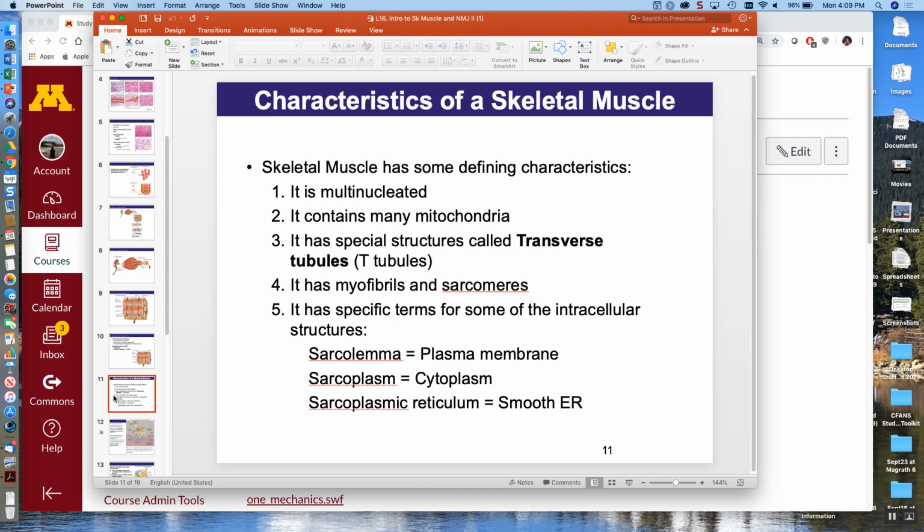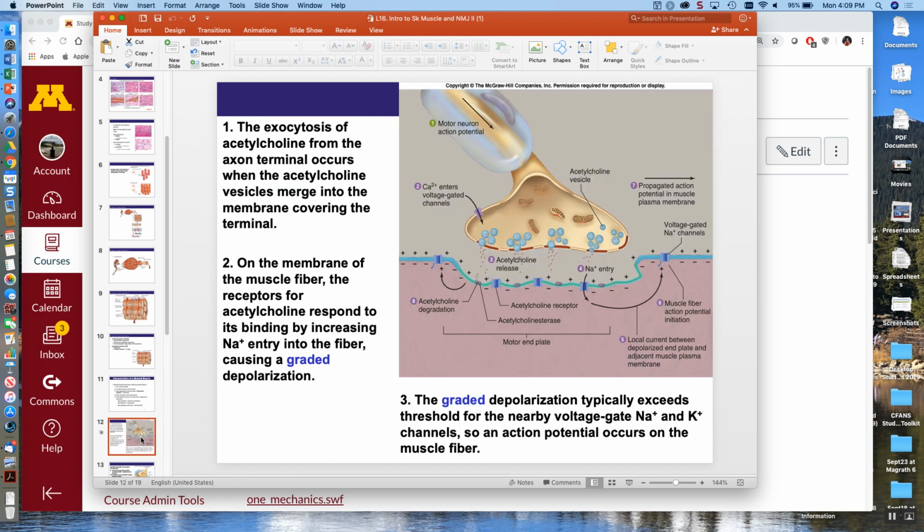All right, T-tubules, myofibrils, sarcomeres. We'll go through that in just a second when we zoom in on it. Sarcolemma, plasma membrane, sarcoplasm, cytoplasm of the muscle, and then sarcoplasmic reticulum is analogous to the smooth ER. So we're just plowing through this. Don't hesitate to ask me questions if there's something that you want me to clarify. I'm just reviewing some of this material.